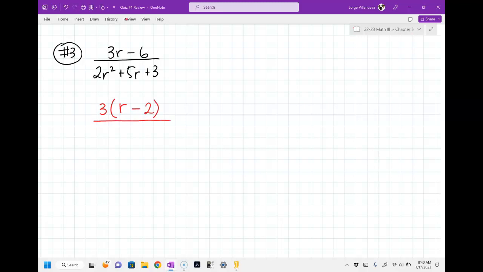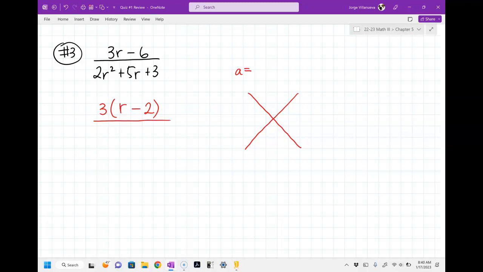Now the bottom, I have to go through the process and ask myself, is there anything in common with 2r squared plus 5r plus 3? Well, they don't all have letters. They don't all have a number that divides them all. So they don't have anything in common. So what I'm going to do is move on. And the next question is, do they have 4 terms? No. 3 terms? Yes. Right? So if it's 3 terms, I'm going to have to use the X method or a box method, whatever you prefer. So I'm going to go ahead and use the X method over here.